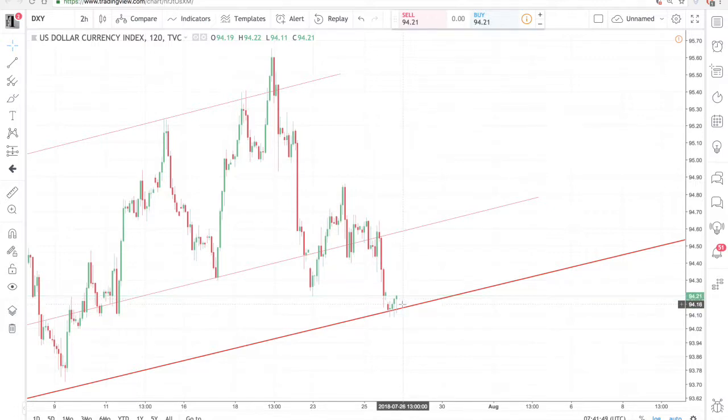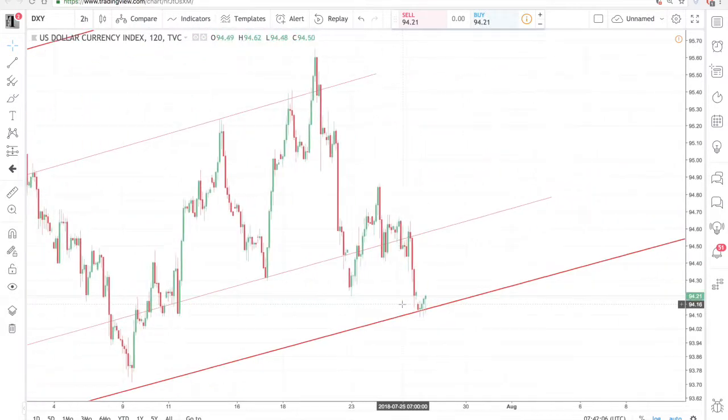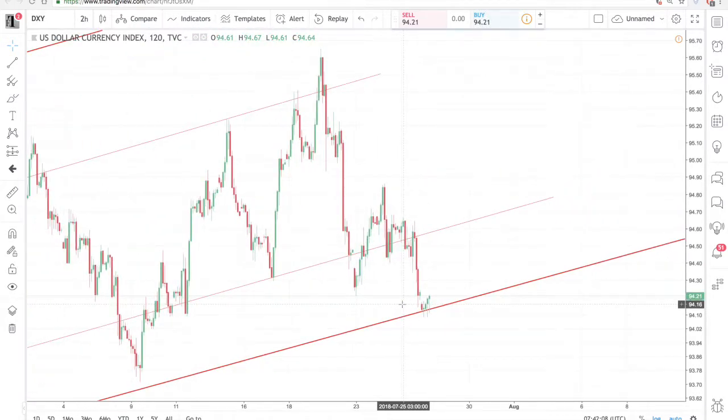And that's, of course, because of two major event risks that are happening today. First one being the Trump and Juncker EU trade talks, and the second one being the European Central Bank interest rate decision. Of course, those two things will have basically a major impact on the US dollar index. The reason being that the EURUSD pair accounts for at least, I believe, 60% of the US dollar currency index. So of course that's very important.